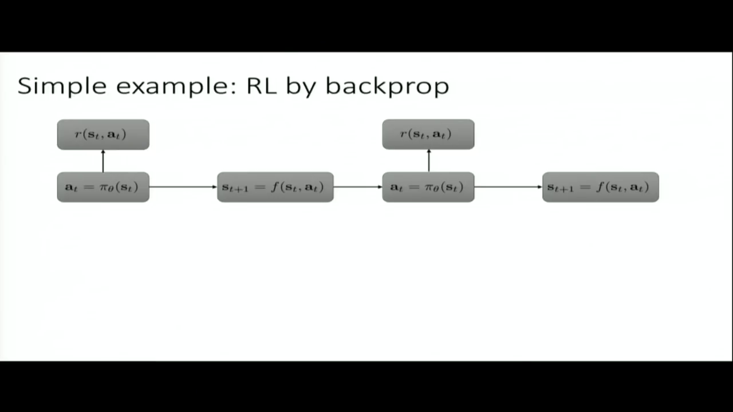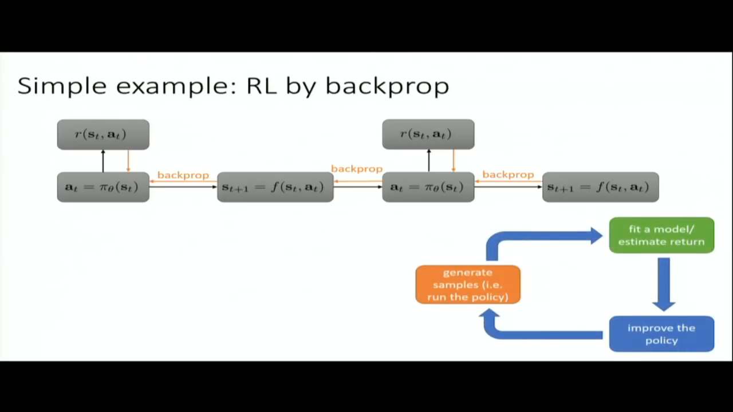So the idea here is that you have fully deterministic environments, and you have a policy, which is a neural net that looks at the state and gives you an action, and a neural net that looks at the state and action and gives you the next state. So this is sort of reinforcement learning stuffed into a recurrent neural network. And the way you optimize your policy is just by backpropagating the gradient of the reward. OK, so this is exactly the same way that you train a neural net, RL by backprop. And this is our picture: you can generate your samples, fit your model, and estimate your return, and then improve the policy.